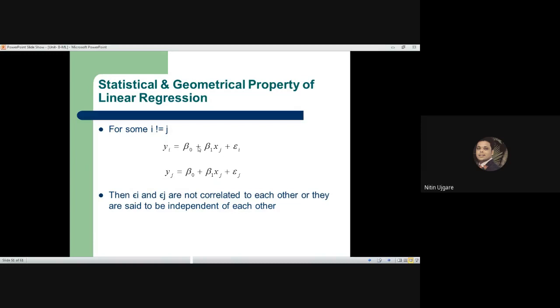So yi represents the output value for instance i, and yj represents the output value for instance j. We have represented that in the form of linear regression, where epsilon i and epsilon j are not correlated to each other; they are said to be independent of each other. So the random error components of the ith instance and the jth instance are independent of each other.